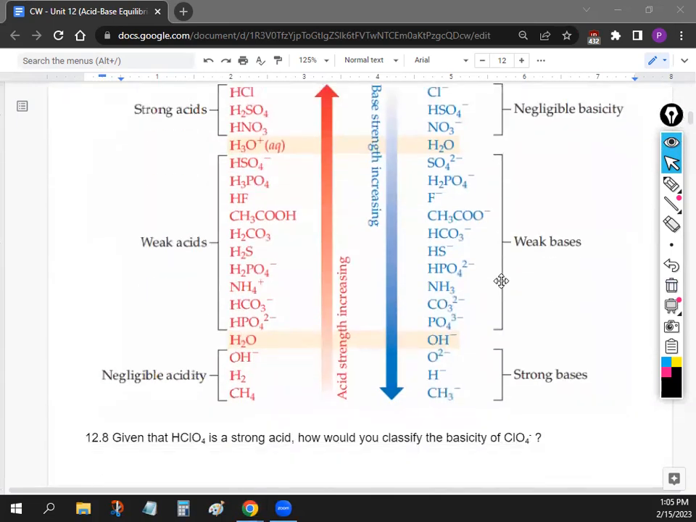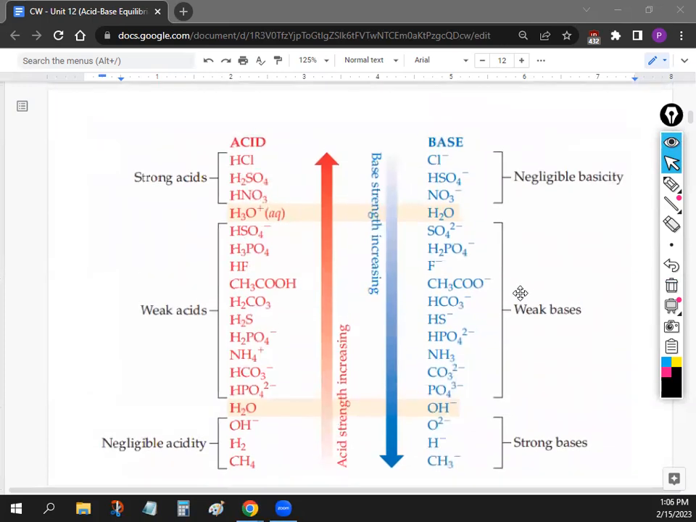Okay, so beneath here, I have a little handy dandy chart. Now, you guys have to memorize this. If you don't, I don't really care. No, you don't have to memorize it. I'm just joking. You'll just have to know the strong ones, but we'll talk about that later. Now, I just want to show you guys how to use this chart.